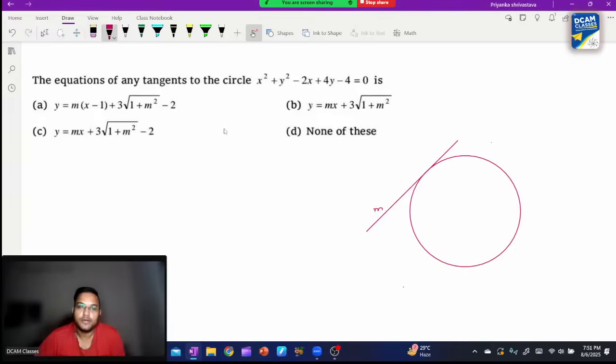Just see, if you are not getting any idea how to get it, I may help you. But for that, you will have to ask me. If I'm not able to do it, then only. Otherwise, if you are able to do it, it's okay.